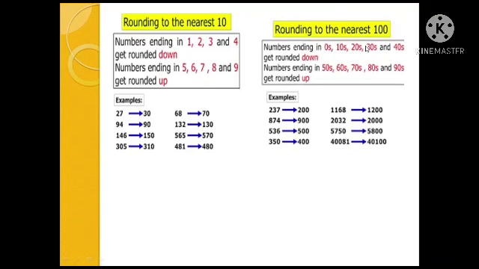See here. If the number ends with 0, 10, 20s, 30s or 40s, we have to round it down. If it is above 50, 60, 70, 80, 90, we have to round up. As I said before, when we do it for the tens place, we compare the ones place. Same like that, when you are doing it for the hundreds place, you have to take these two numbers.